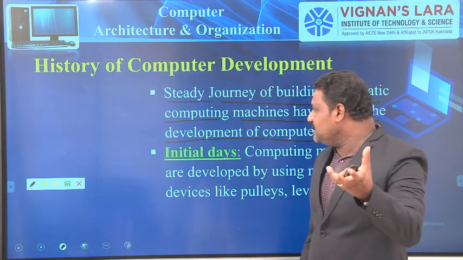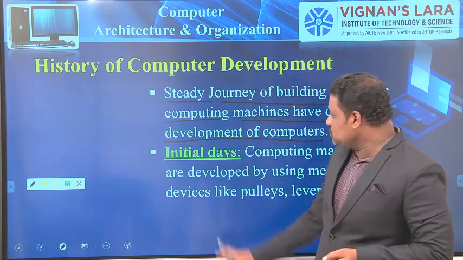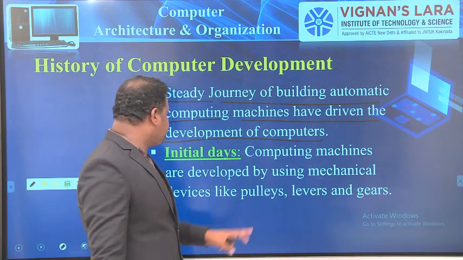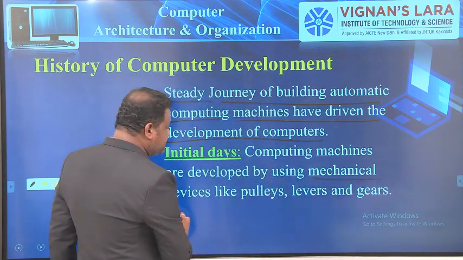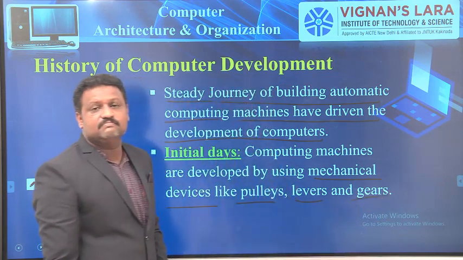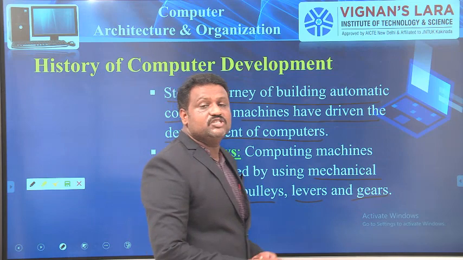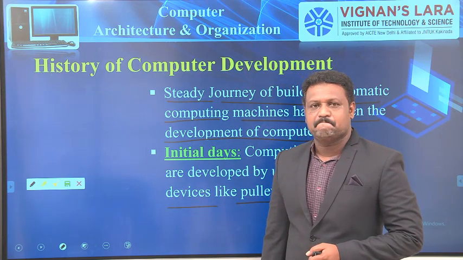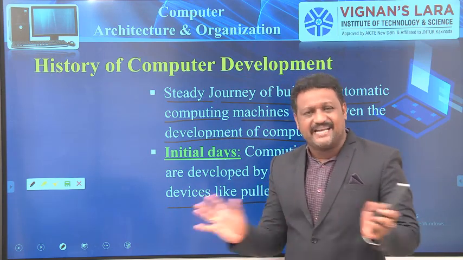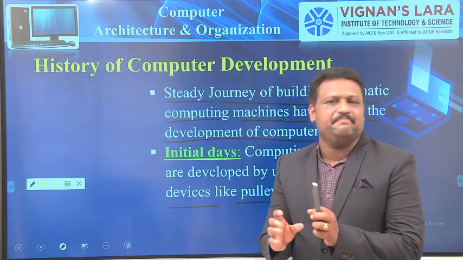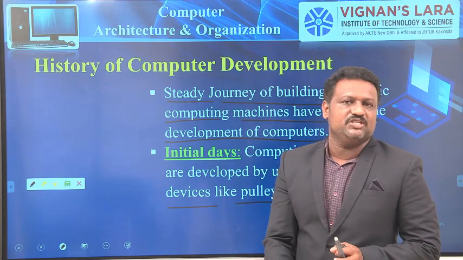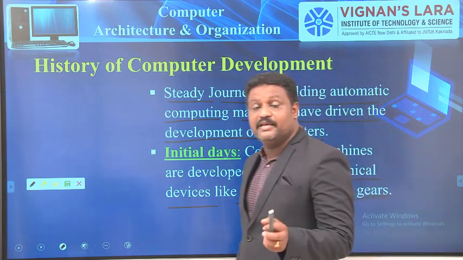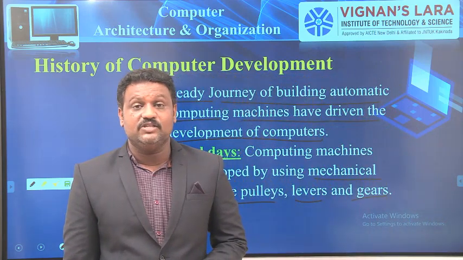So I can give some idea regarding the history of computers. My first point is that in the initial days, the making of computing machines was purely done with the help of mechanical devices like pulleys, levers and gates. We know that a computing machine can do certain tasks, certain arithmetic operations on input numbers. We made those computing machines in the initial days with the help of mechanical devices like pulleys, levers and gates. That is the initial days.